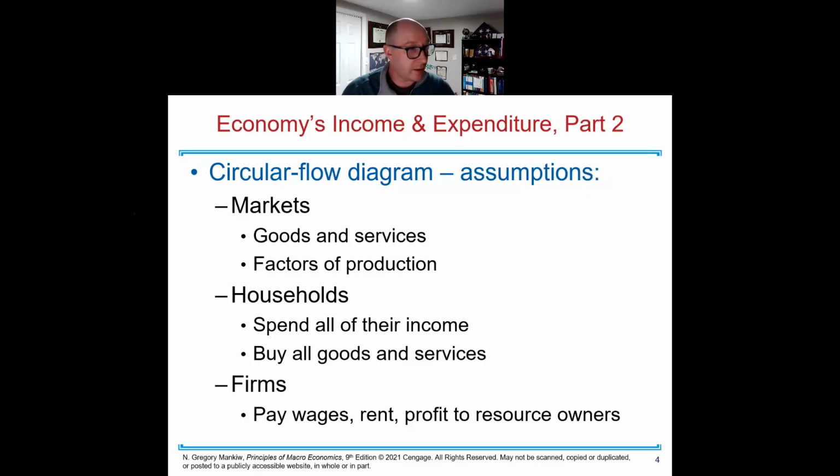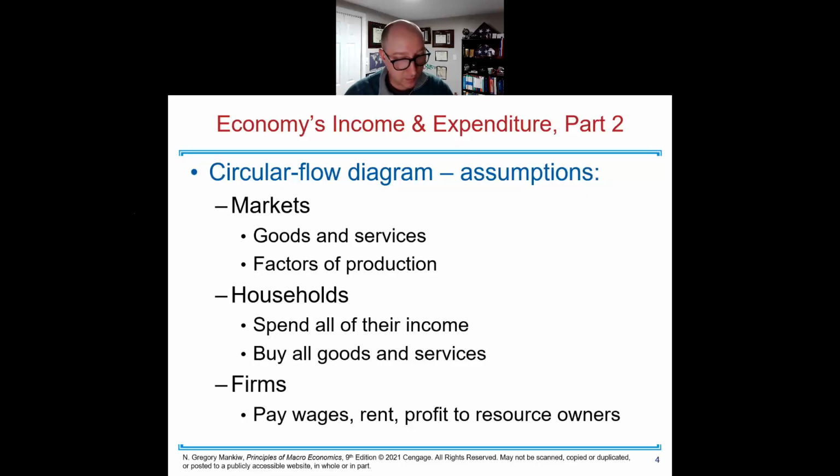So I had said that we take our income and we purchase goods and services. Who are we purchasing from? We're purchasing from the companies, right? Sometimes it's the companies we work for that we're purchasing from. Now, what do the companies, the firms, do? Well, they pay your wages. They also pay their rent. And then if there's anything left over, we call that profit.